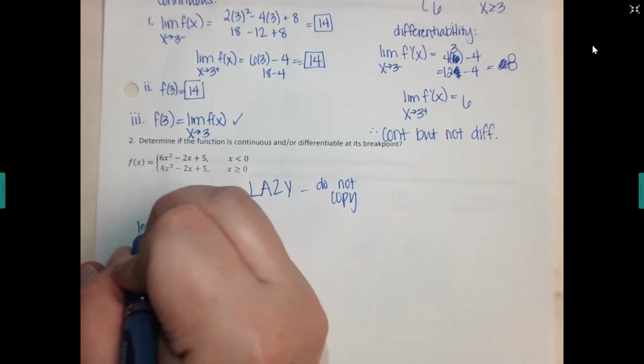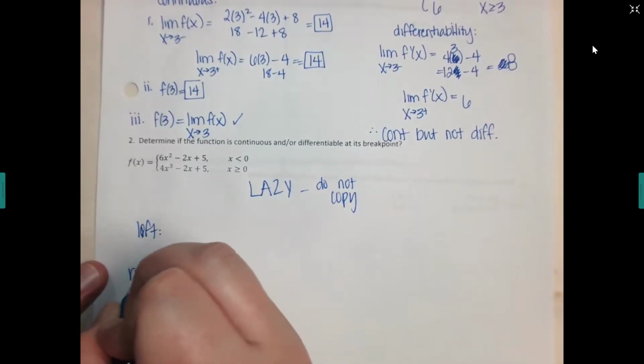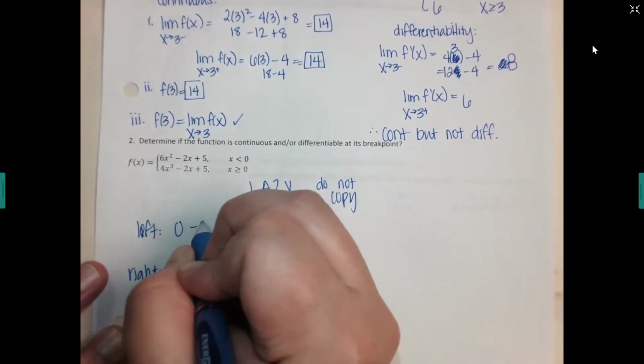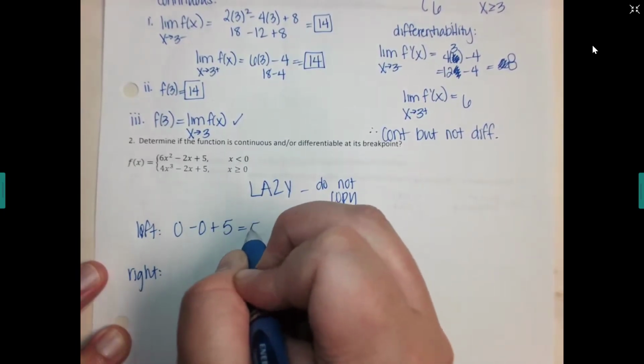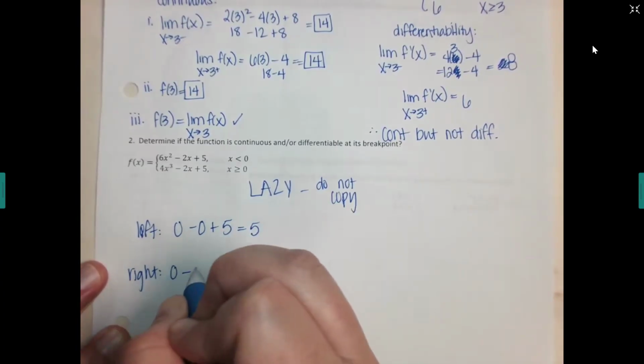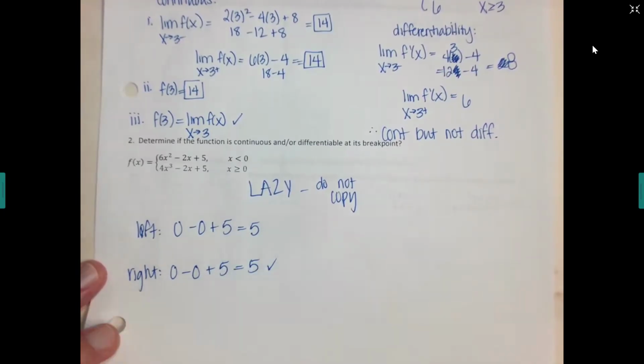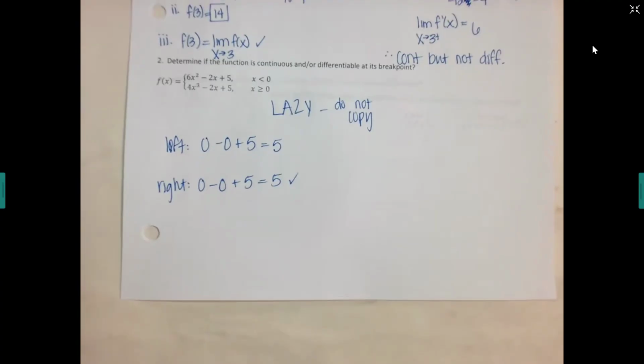So let's do left first, right second. 0 minus 0 plus 5 is 5. 0 minus 0 plus 5 is 5. Okay, so left and right came out the same, because 0 is such an easy number to plug in.